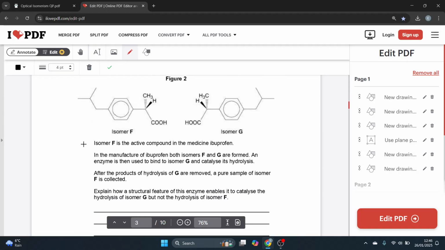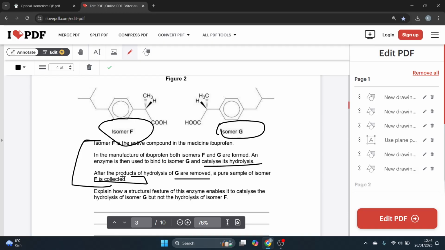Part D says explain how a structural feature of this enzyme. Well, firstly, let's read this bit because there's a lot of information. Isomer F is an active compound in the medicine ibuprofen. In the manufacture of ibuprofen, both isomers F and G are formed. So both of these are formed. An enzyme is then used to bind to isomer G and catalyze its hydrolysis. After the products of hydrolysis of G are removed, a pure sample of isomer F is collected. Explain how a structural feature of this enzyme enables it to catalyze hydrolysis of G, but not the hydrolysis of isomer F.